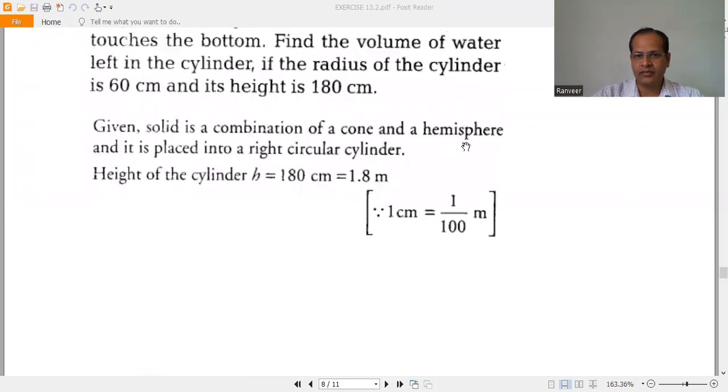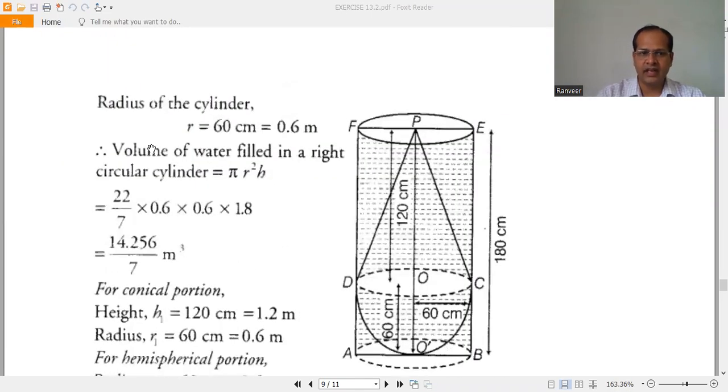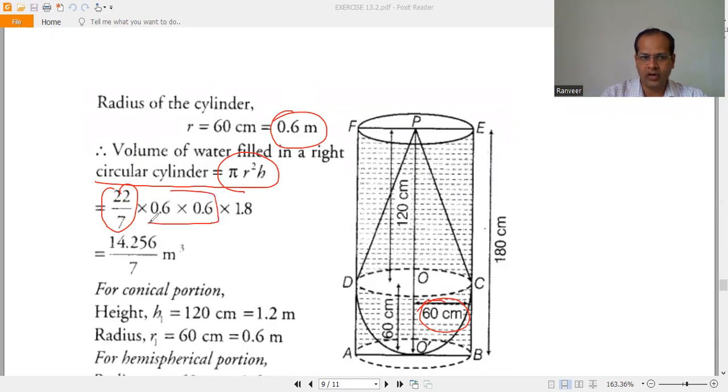Now the solid is the combination of cone and hemisphere, and it is placed inside the right circular cylinder. The height of the cylinder is 180 centimeter, which we converted into meter, that is 1.8 meter. This is the first value that we converted into meter. After that, the radius of the cylinder is given as 60 centimeter, so this is 0.6. So the volume of water filled in the right circular cylinder is pi r square h. Pi is 22/7, r is 0.6, into height 1.8. This is the total volume of the cylinder.